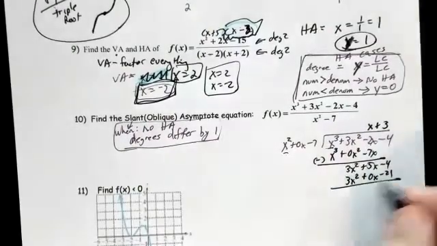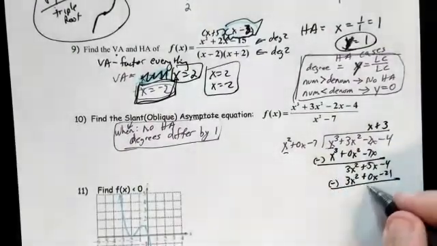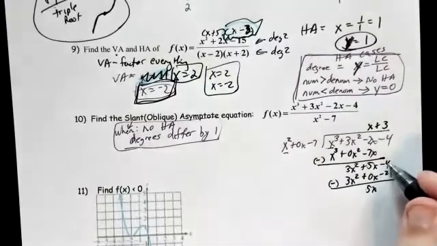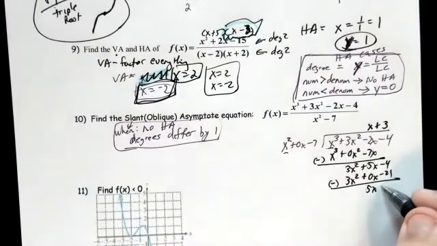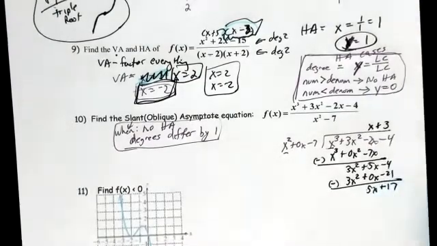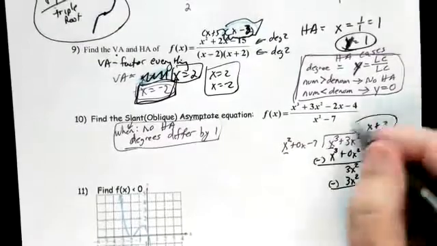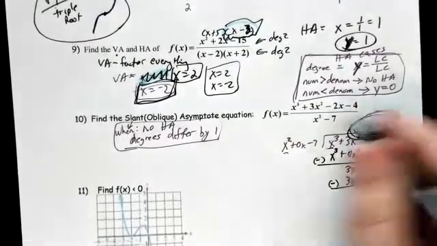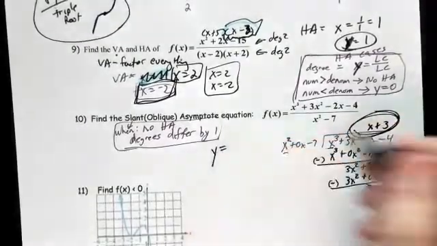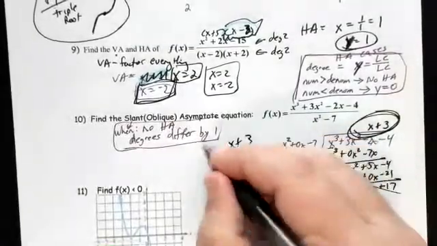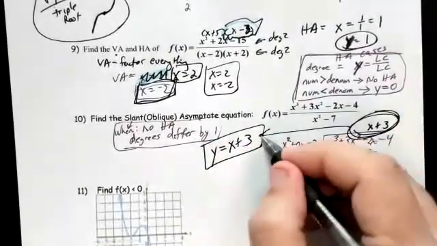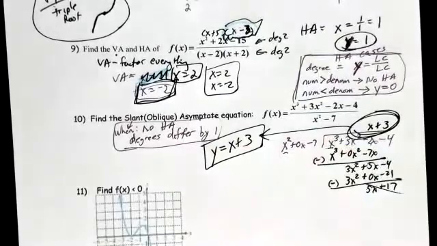Subtract. And at this point, it doesn't even matter what you end up with at the end here. What's my remainder? Positive 17. But that doesn't matter. It's this that is your slant asymptote. So your slant asymptote is y is equal to x plus 3. It is whatever the quotient is, not the remainder. The remainder has nothing to do with it. Okay.